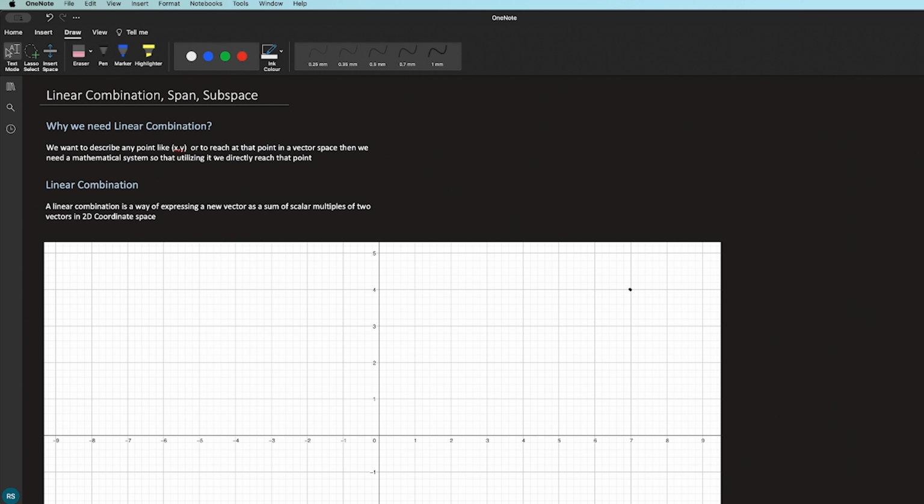Now coming to this topic. There are three topics: linear combination, span, and subspace. First, we are coming to the linear combination.